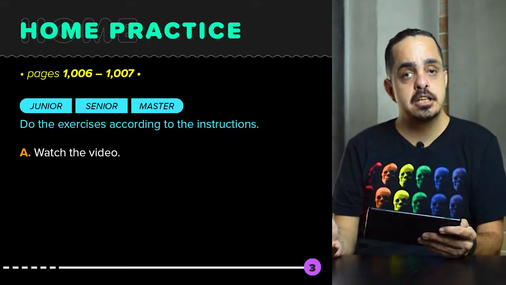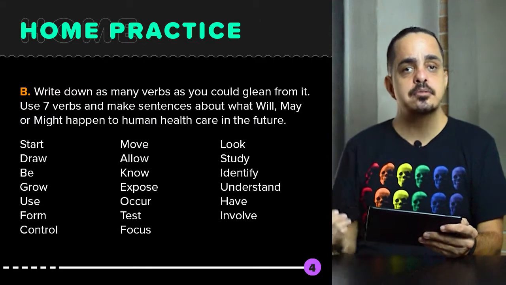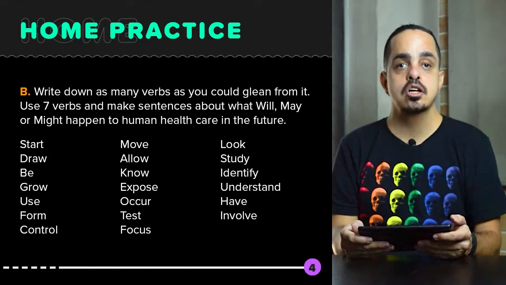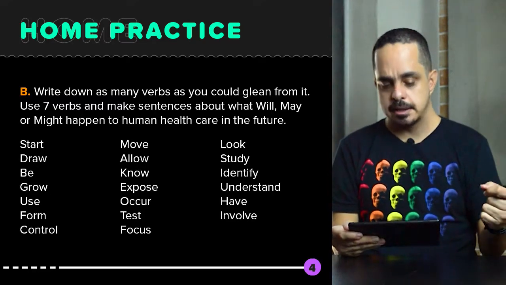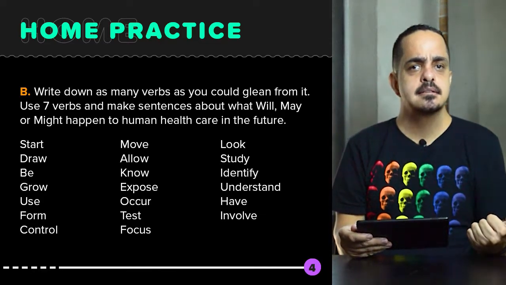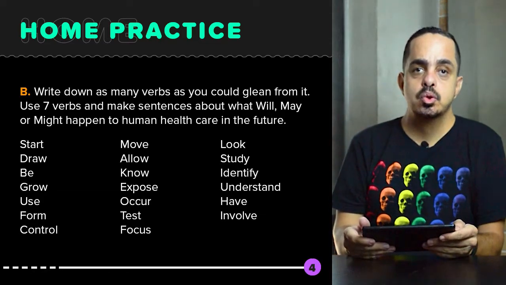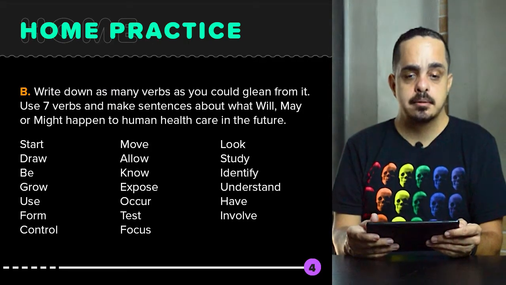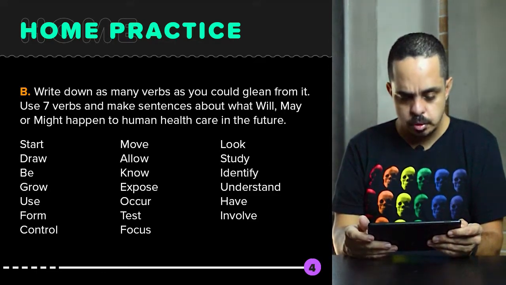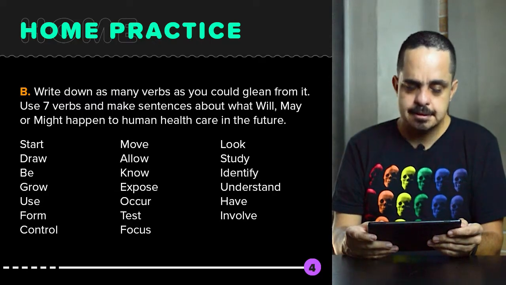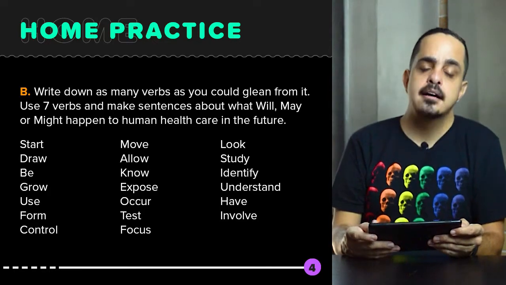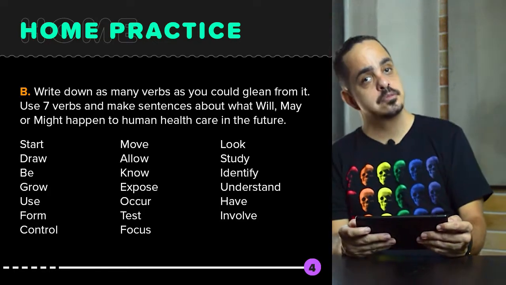First, you had to watch the video, and then you had to get as many verbs as you could from the video and use them to make 7 sentences, talking about what will, may, or might happen to human healthcare in the future. So some verbs: start, draw, be, grow, use, form, control, move, allow, know, expose, occur, test, focus, look, study, identify, understand, have, and involve.